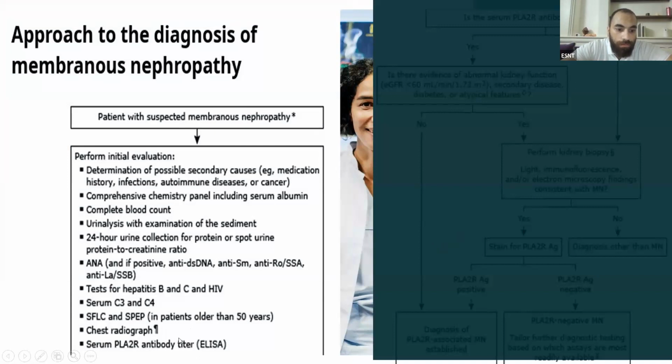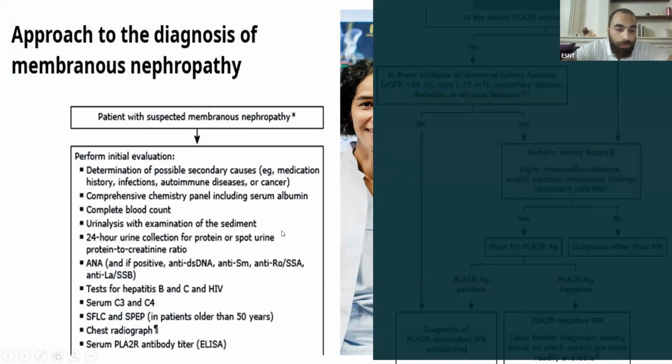And in the last of this table, you can see antiphospholipase antibody titer. And I need here just to focus on a specific point. We have to do all of them. Even if you have a serum antiphospholipase antibody positive in the serum, you still have to do all of them.